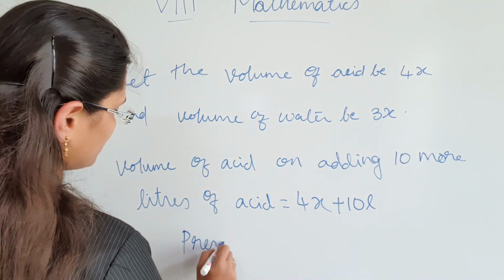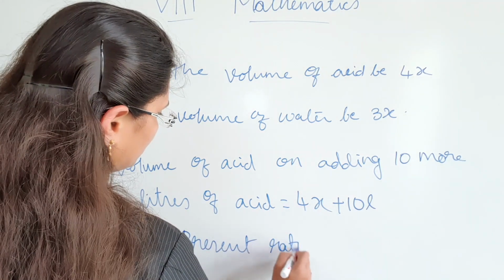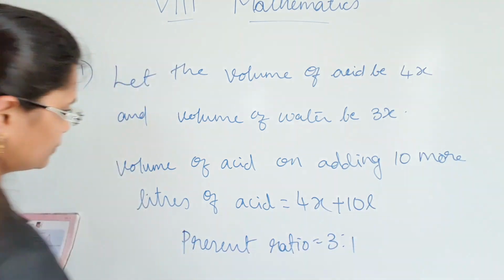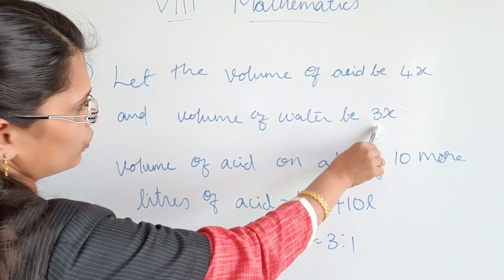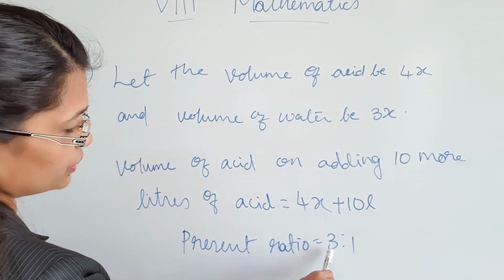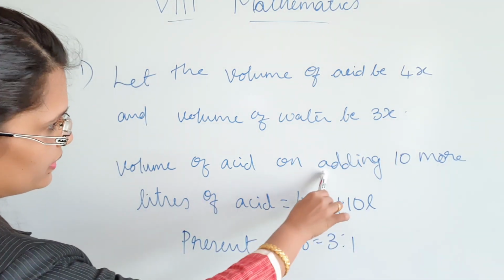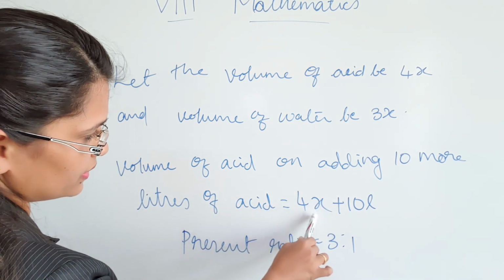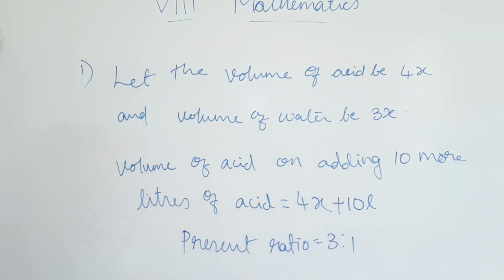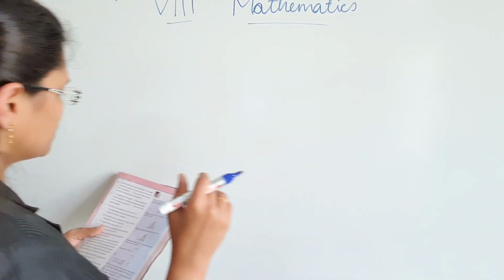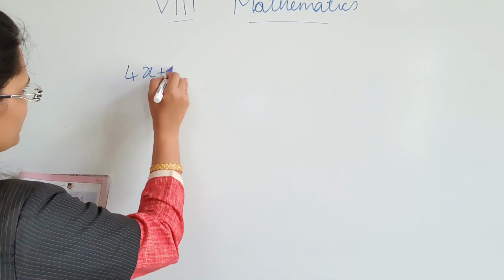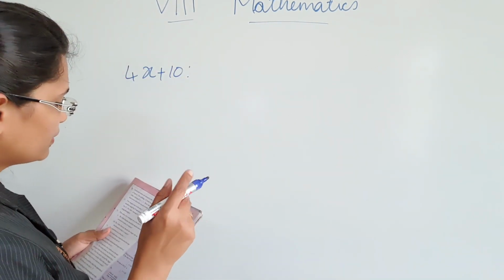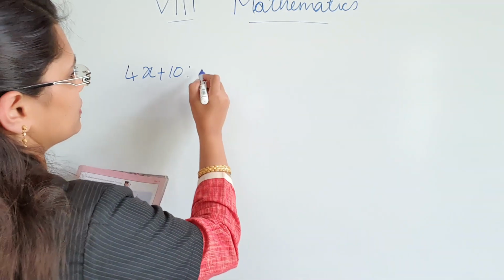That means the present ratio is equal to 3:1. So, the previous ratio is 4:3 and the present ratio is 3:1. Volume of acid on adding 10 more liters of acid is 4x plus 10 L. Children, what is the change here? 4x becomes 4x plus 10. That water is still the same.